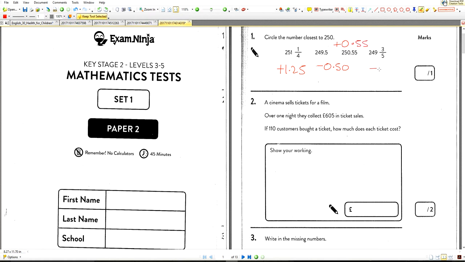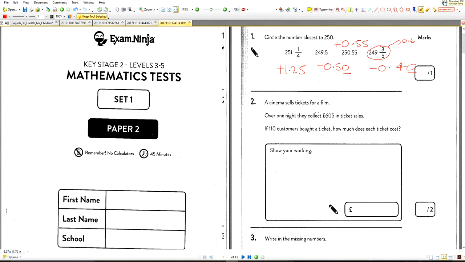This one is minus 0.40. I'm putting extra zeros on here just to make the numbers all match up with the two decimal places. It's not necessary, but it just helps us to see which one's small, which one's big. Because 3/5 here is worth 0.6 on its own. So that's altogether minus 0.4 less. So this is the closest number, this one here.